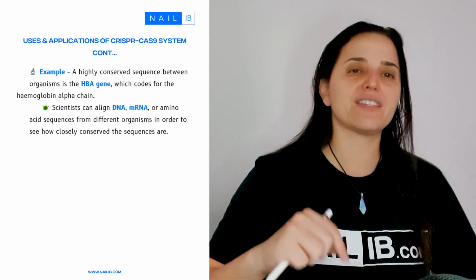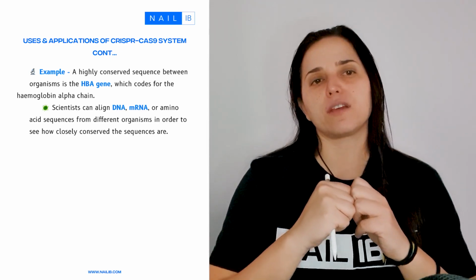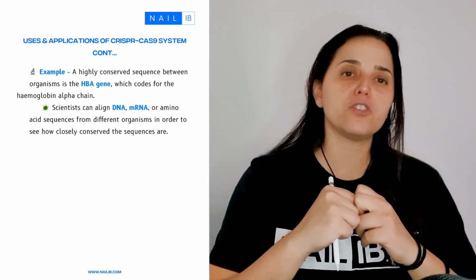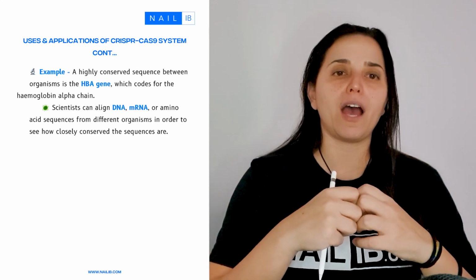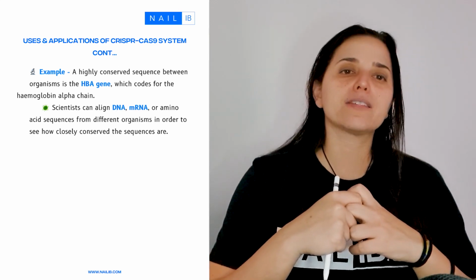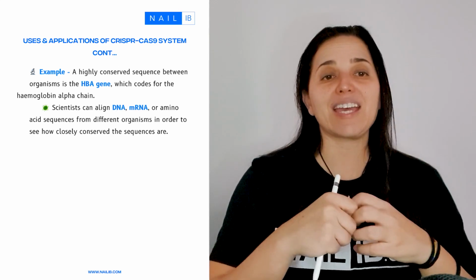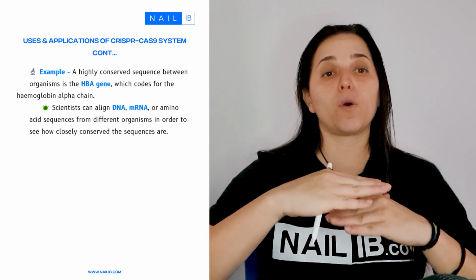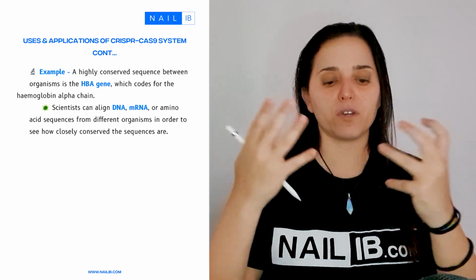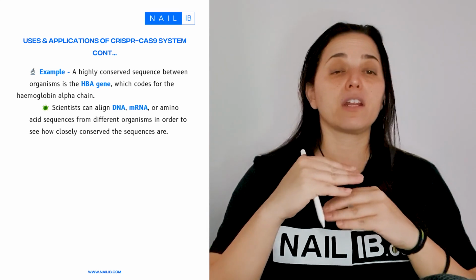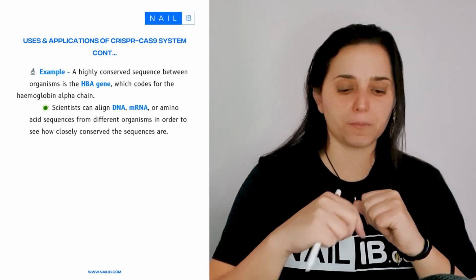So examples of these highly conserved sequences of genes that we're talking about include the HB gene, which creates the hemoglobin alpha chain. Another thing is that we can look at the DNA, the mRNA, as well as the amino acid sequence and start to compare them between species to see if there were any mutations, to see if any sequence was conserved.